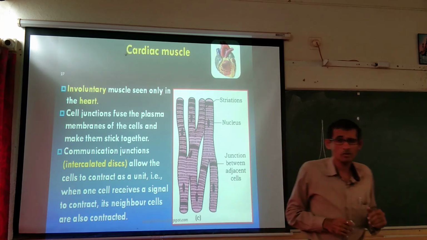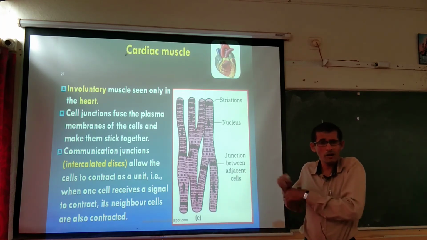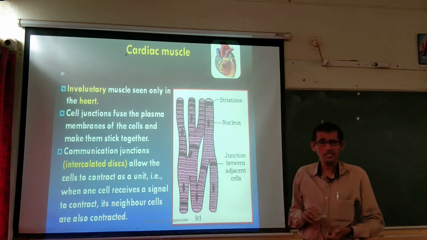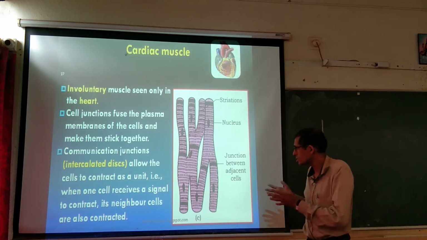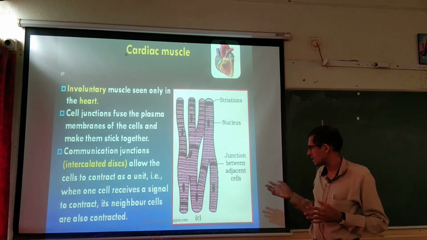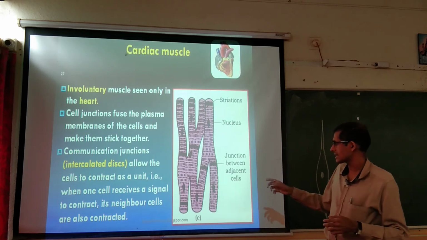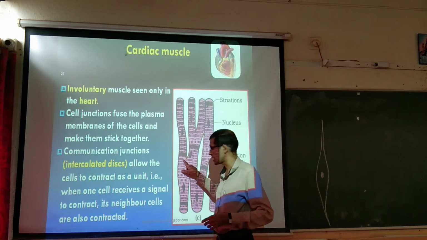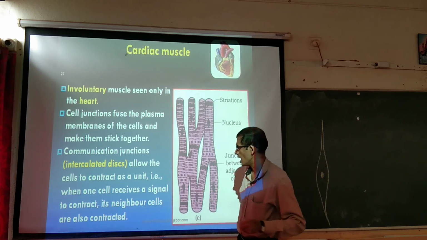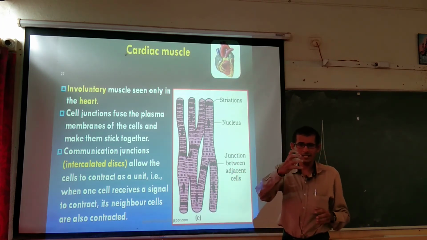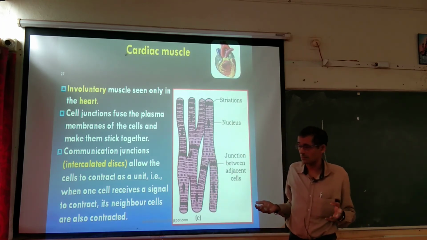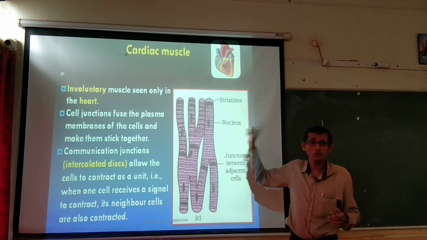The entire cardiac muscle will contract simultaneously. How? Because of this interconnection, because it is the intercalated disc. So, this intercalated disc will allow smooth communication between the cells and across the entire cardiac muscle, and that is why when one cell receives a signal, that signal to contract, its neighboring cells also contract. Meaning, if one cell gets a signal, the contraction spreads to the neighboring cells too. So simultaneous contraction will be there, and the cells or the muscle fibers are uninucleated here.